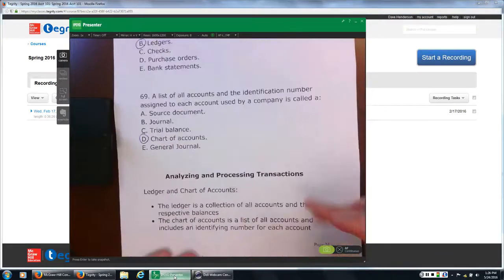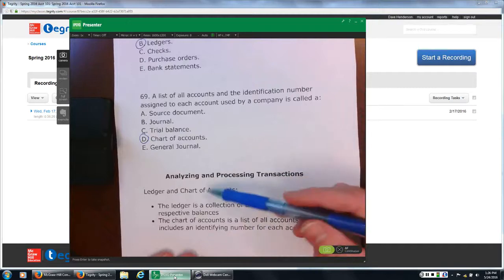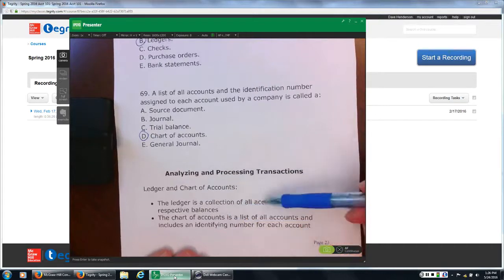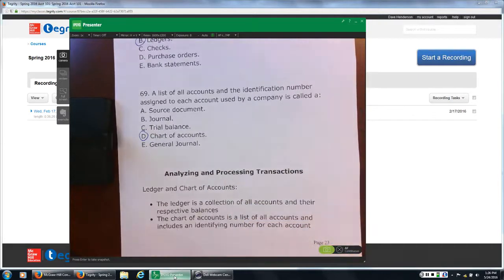So let's talk a little bit more about the chart of accounts right here. So remember, the ledger is a collection of all of our accounts. So cash, accounts receivable, accounts payable, notes payable, and then their respective balances. So what is our balance in cash? How much cash do we have? How much outstanding accounts payable do we have? That would show up in the general ledger.